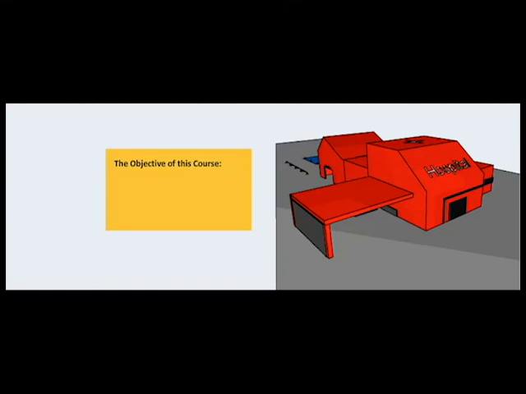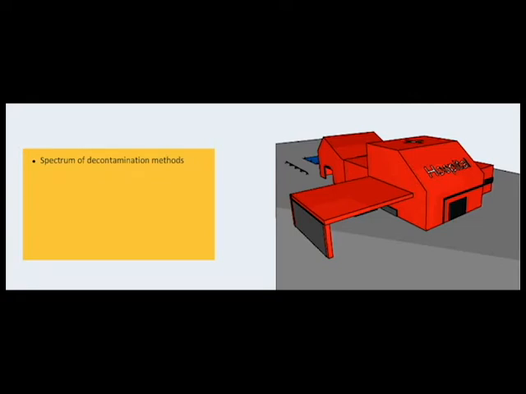The objective of the Decontamination Theory and Practice course is to provide you with a general overview of topics associated with the decontamination process. In this course, the spectrum of decontamination methods will be explored, along with guidance on choosing the appropriate process based on patient presentation.